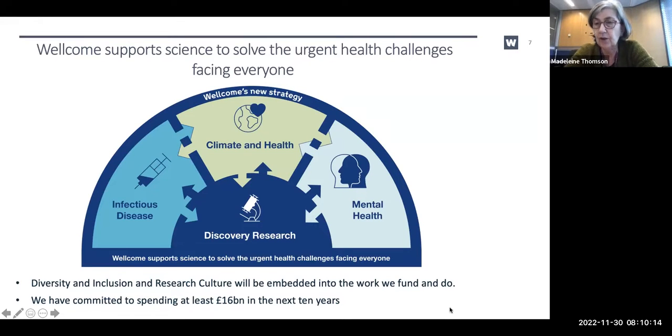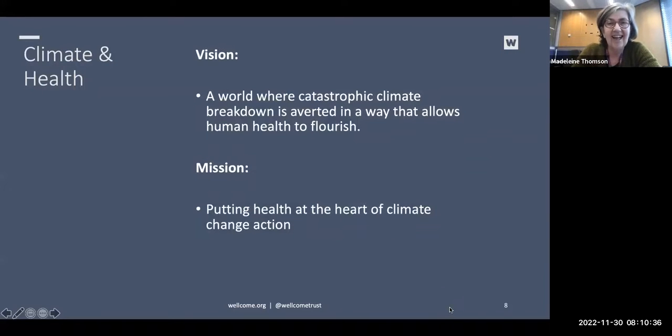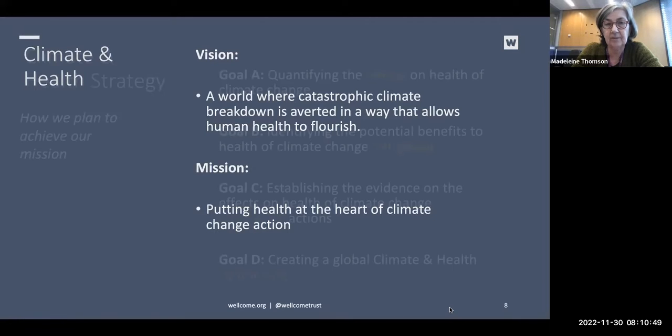And of course, we're also looking at the intersection of these four areas as opportunities for investment. Essential to our new strategy is the diversity and inclusion and research culture being embedded into the work that we fund and do. And just to say that I think it was in February this year, our CEO, Jeremy Farrar, committed the organization to spending at least 16 billion in the next 10 years on these priorities. And as mentioned earlier on, our vision statement: a world where catastrophic climate breakdown is averted in a way that allows health to flourish, and a mission statement: putting health at the heart of climate change action.